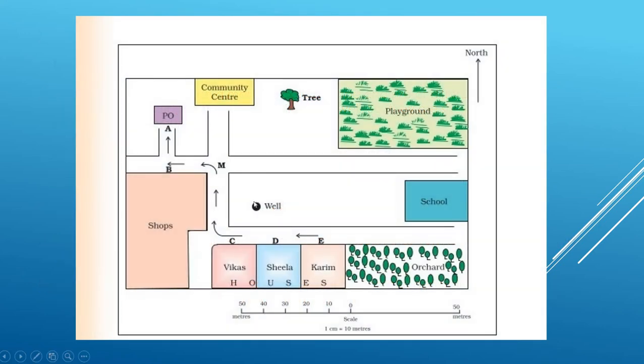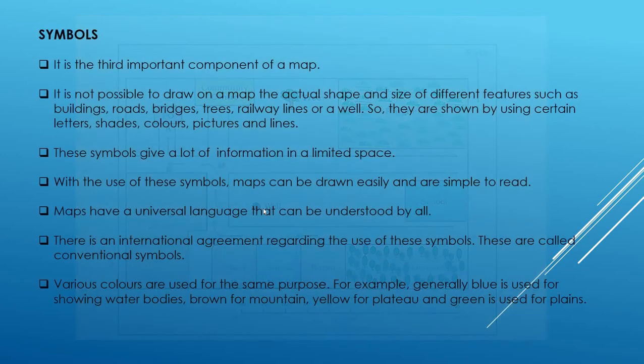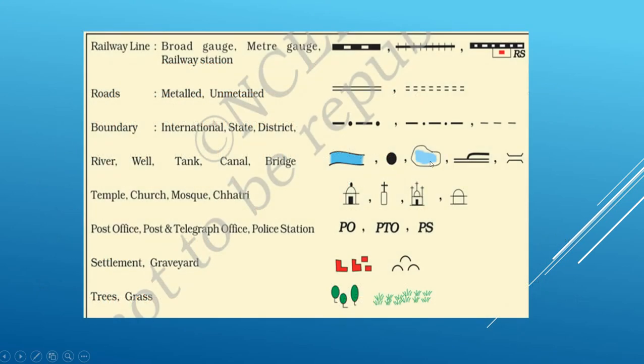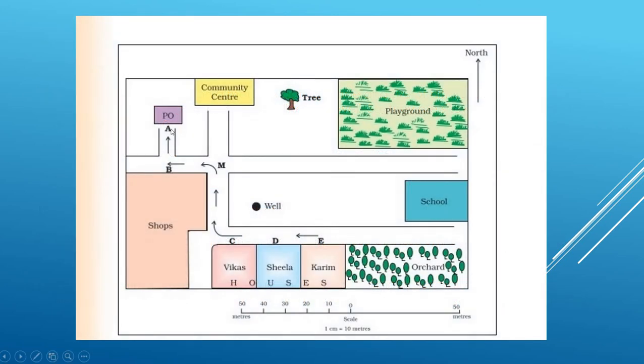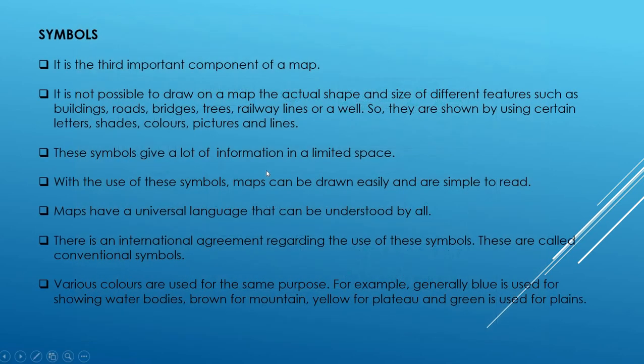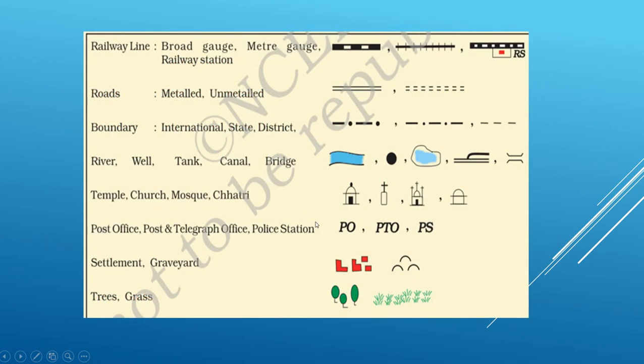Well, see, this is the international symbol for a well in a map. It has been shown like this, so that is for a well. And a tank is shown like this. A canal is shown like this, a bridge like this, a temple like this, a church like this, a mosque, and a chhatri. Post office, post and telegraph office, police station. Here also you saw in the village map, PO stands for post office. So that is the symbol in a map.